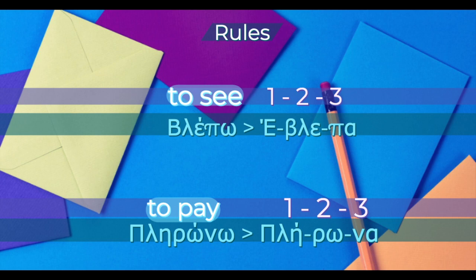For example, the verb βλέπω, which means I see, it has 2 syllables. We add an extra epsilon in front. Βλέπα. That P in the last syllable stays the same. In the verb πληρώνω, which means I pay, it becomes πλήρωνα. The only thing that changes here is, of course, the endings, and the shifting of the stress.